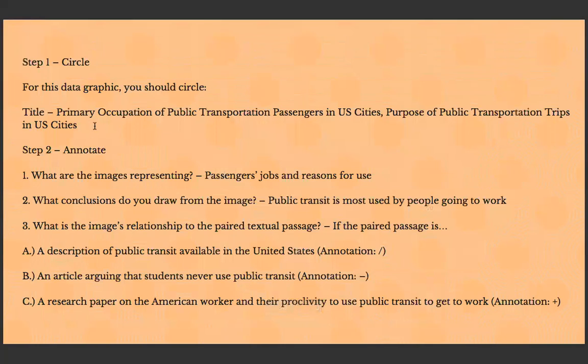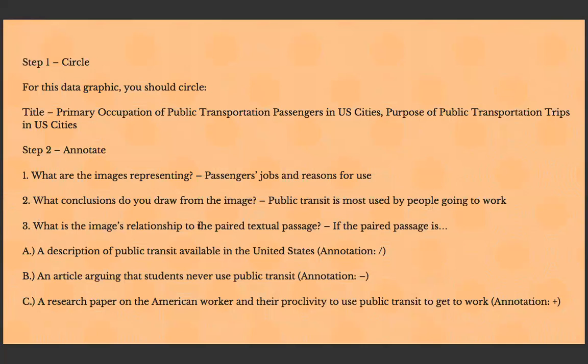So first thing you need to do is circle primary occupation of public transportation passengers in U.S. cities and the purpose of public transportation trips in U.S. cities. What are the images representing? Well, it's representing people's jobs and the reason they use public transportation. What conclusions do you draw from the image? That people use public transportation to go to work.